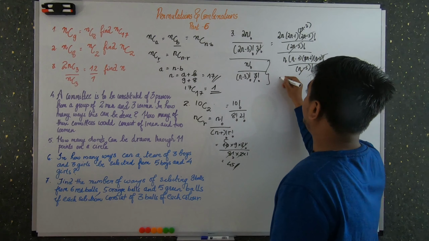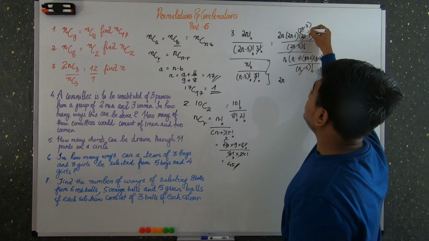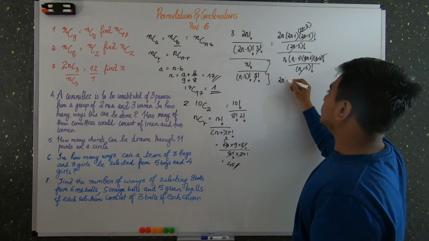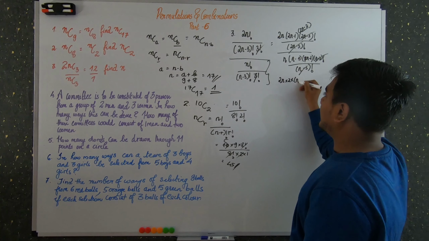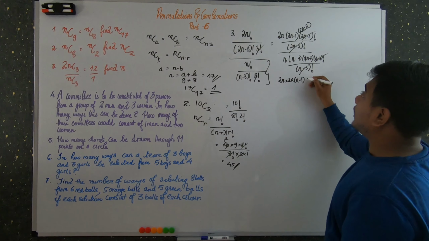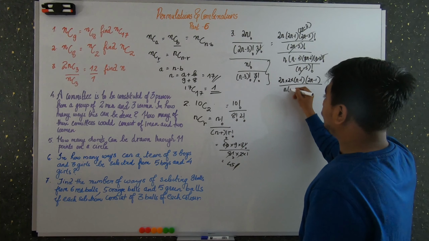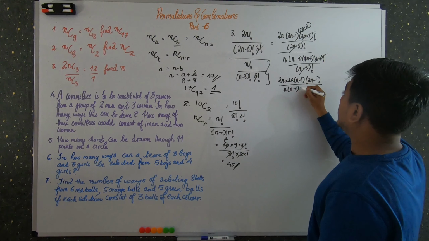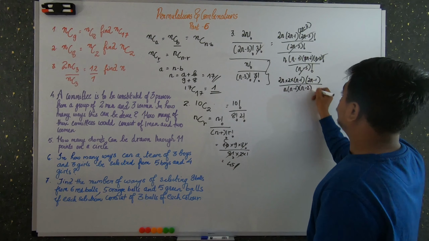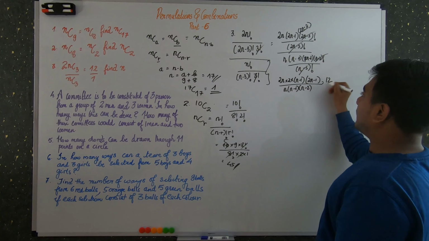Okay, so what I'm going to write here is 2n. From this term, I'm going to take this 2 outside, which is the same as 2 into n minus 1, right? So again, what do I have left? 2 into 2n minus 1 by n minus 2 is equal to 12 by 1.